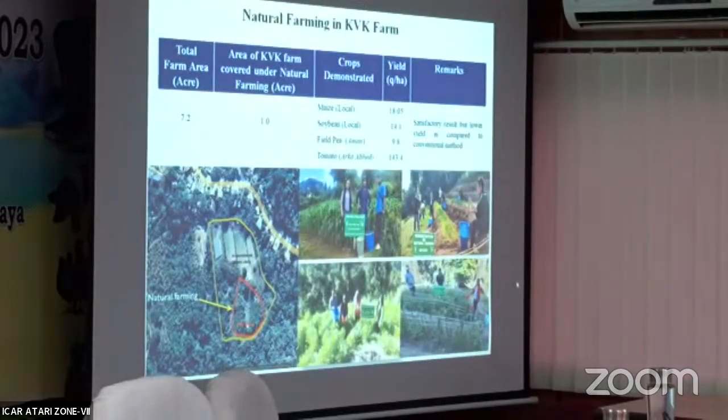Natural farming. We have a total cultivable area of 2 hectares and covered 1 hectare under natural farming. We have taken maize, soybean, field pea, tomato. The average is found satisfactory, but lower yield as compared to the conventional method.